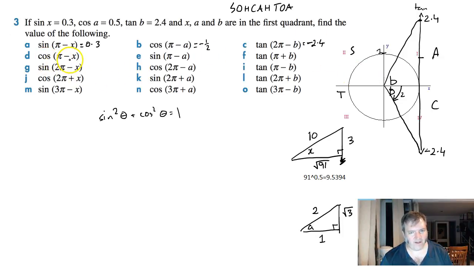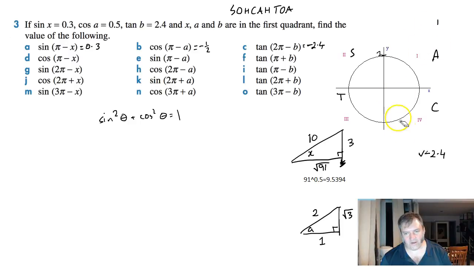Cosine of pi minus x. Okay, so we're back to this x where the sine was 0.3. Let's rub it out and draw another picture. I'll just do a couple more from each of them and then hopefully you'll be right. So we know that x is the angle that made sine equal to 0.3. So x is about there. It's a pretty low angle, pretty acute.